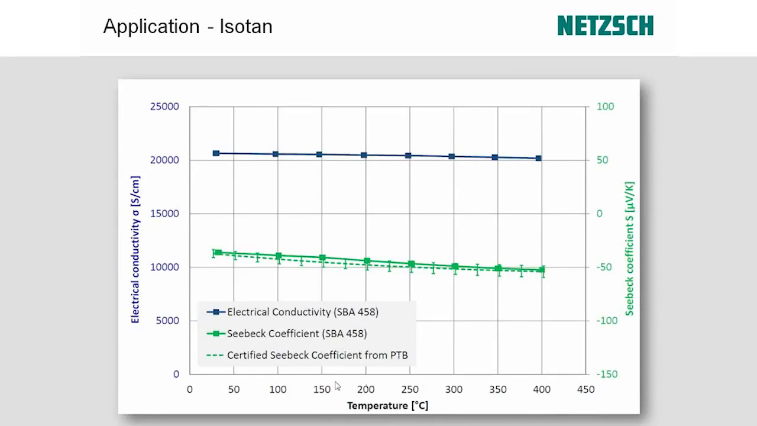and then comparing the Seebeck coefficient to reference values. So this isotan is a reference material for Seebeck coefficient, determined by PTB Standards Lab in Germany, and these are comparing the SBA measurements to the reference values, and the agreement is under 10% in this case for these measurements.